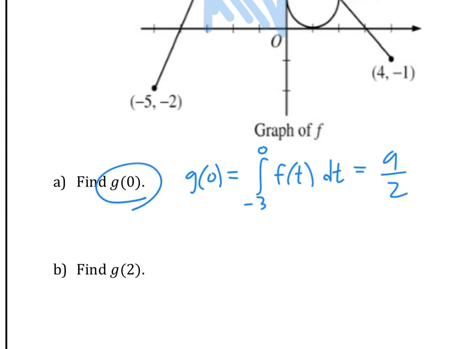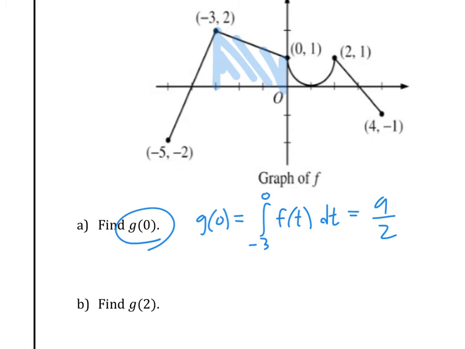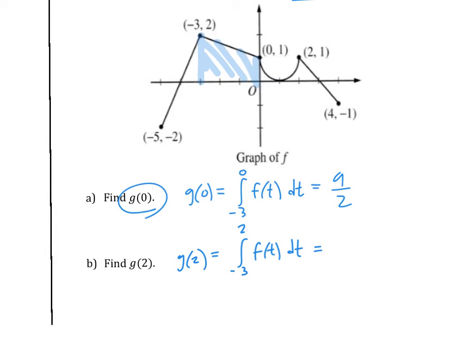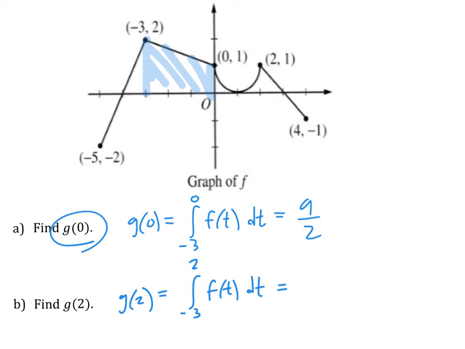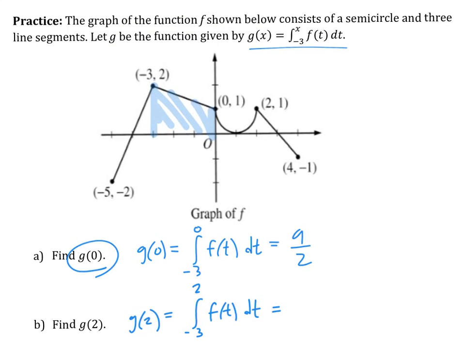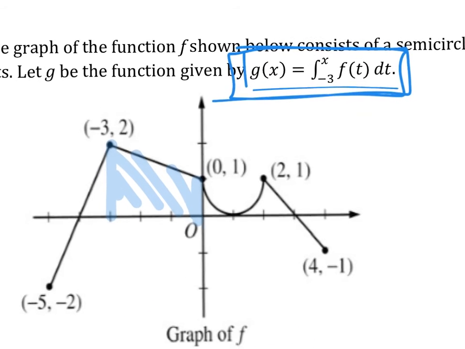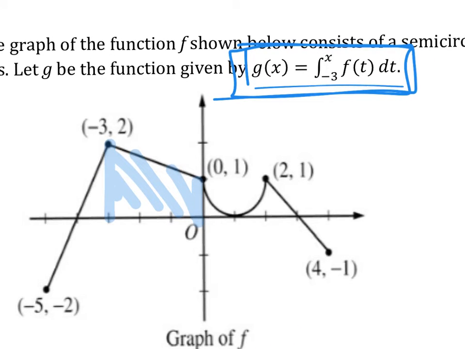What about this one? G of 2. G of 2 means from -3 to 2. We didn't finish this one. Okay, G of 2. So we said G of x is, again, according to this function here. So basically, it's just saying that x is 2. So you just put 2 into that integral.